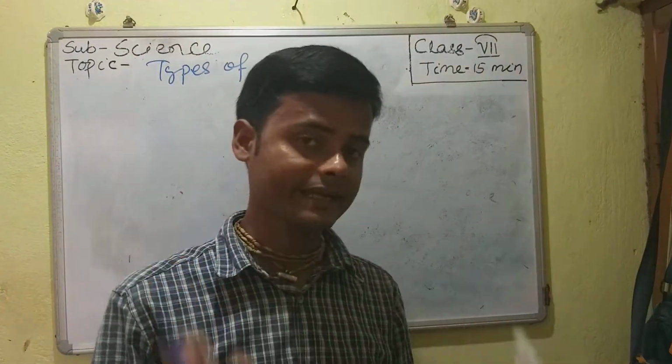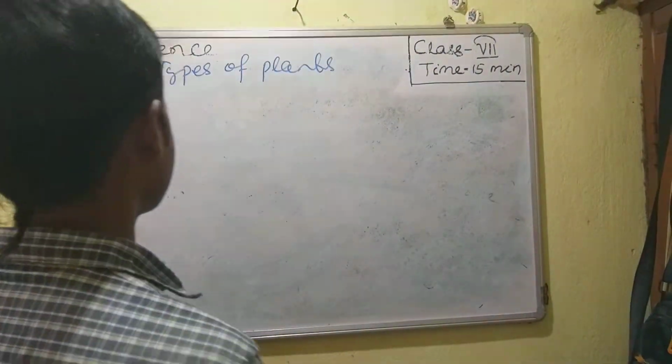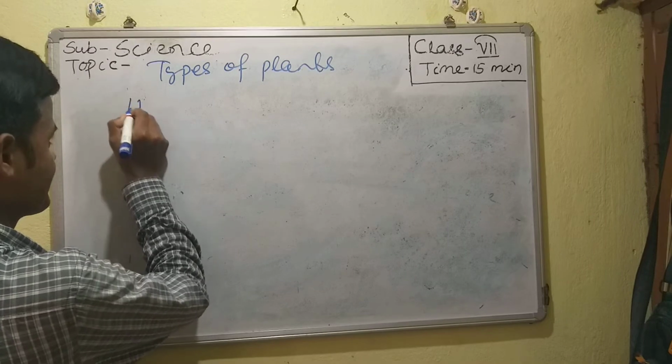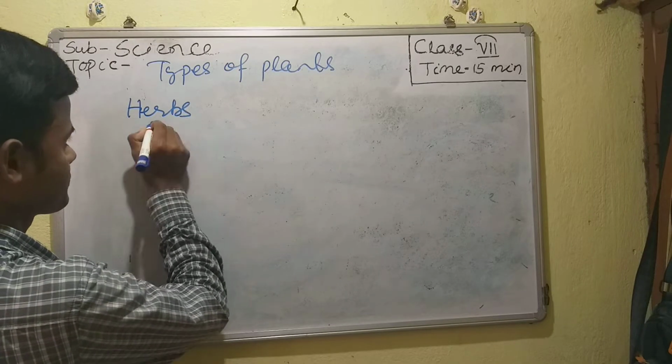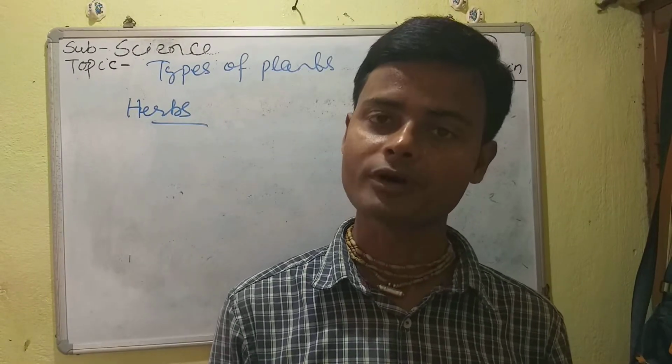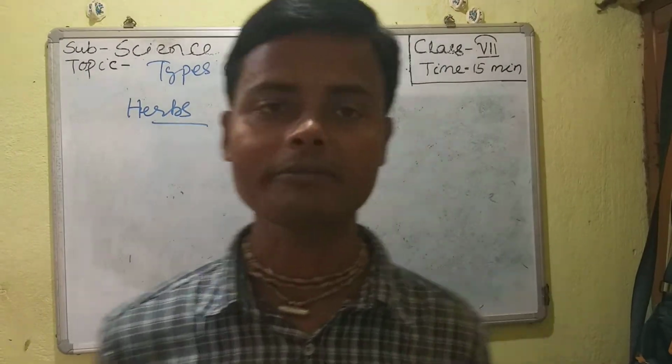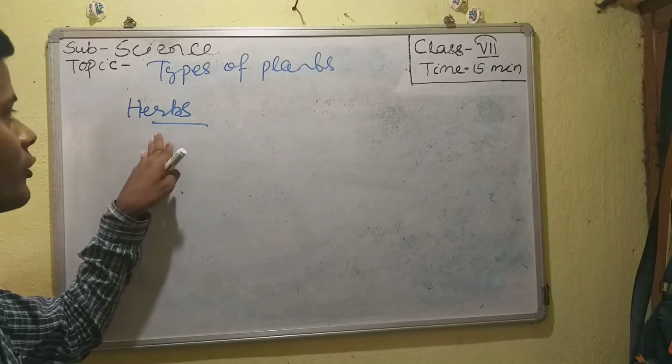Based on different characteristics, plants are classified into 5 types, that is herbs, shrubs, trees, climbers, and creepers. These are the 5 types. Let us discuss one by one.